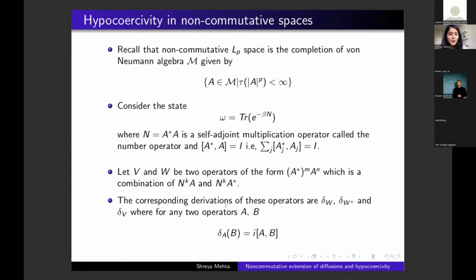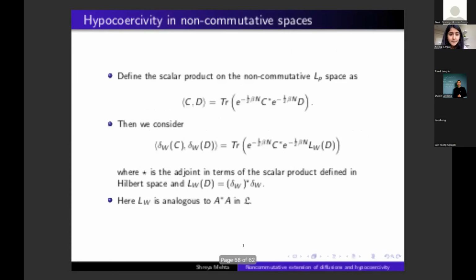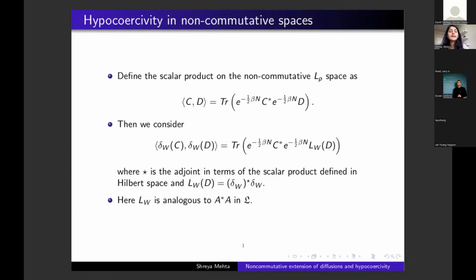And again, the corresponding derivations with respect to these operators, which we are taking as I, the commutator of the A and B. And we can again define the scalar product like we defined before for the non-commutative spaces by the trace of this expression. And now if we consider the scalar product of the derivations with respect to W, then we can write an expression LW, which is equal to the adjoint of delta W and delta W, where this adjoint is in terms of the scalar product, which is given here.